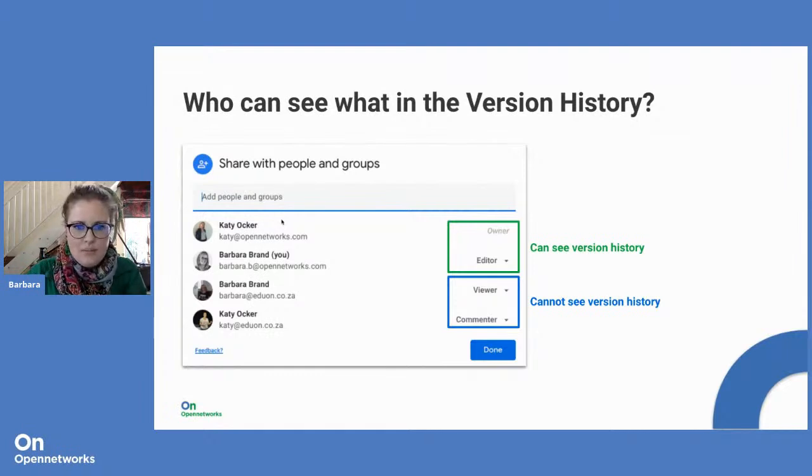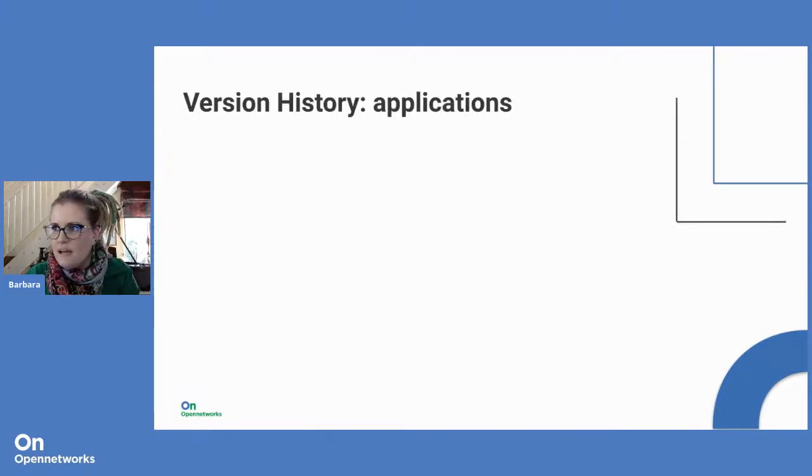However, if you give somebody viewing or commenting rights, then they are not able to see the version history, which is also nice to just know that level of control that you have. So let's have a look at some applications of how to use version history.